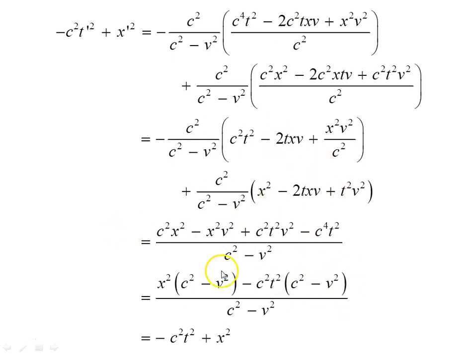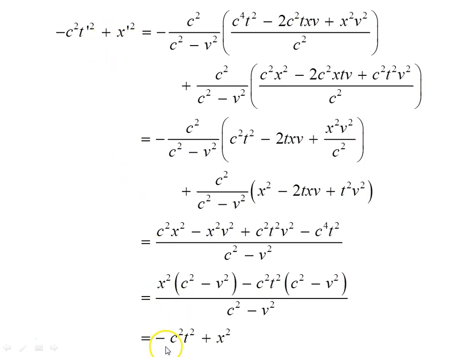combine these two terms in the brackets to give us this, then we can factorise out this c squared minus v squared, and this factor of c squared minus v squared over here will cancel out with the denominator, and we're left with minus c squared t squared plus x squared. So the space-time interval for the observer in S prime is this.